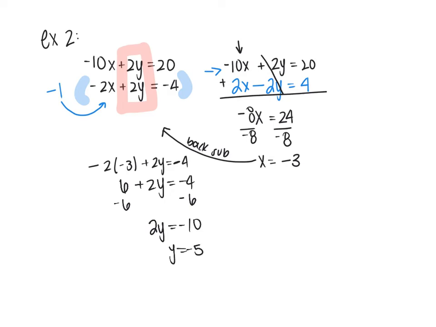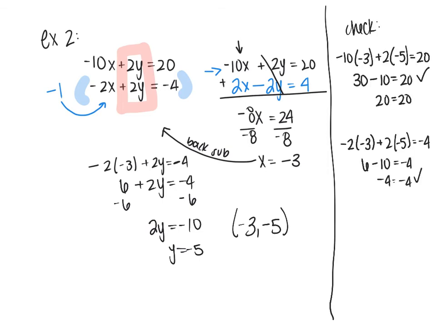So my solution is negative 3, negative 5. So now I'm going to check this. I'm going to plug in x equals negative 3 and y equals negative 5 and make sure both equations are true. I checked it. I got that both equations were true. So negative 3, negative 5 is my solution.